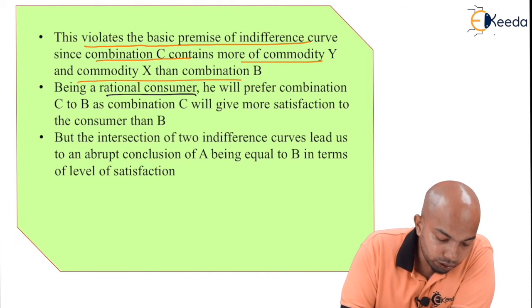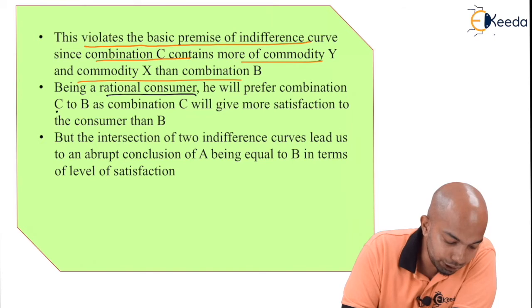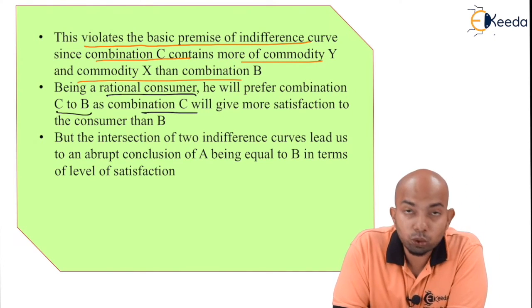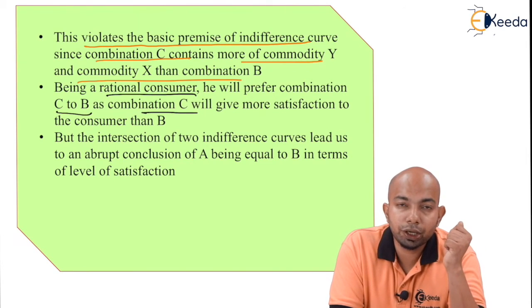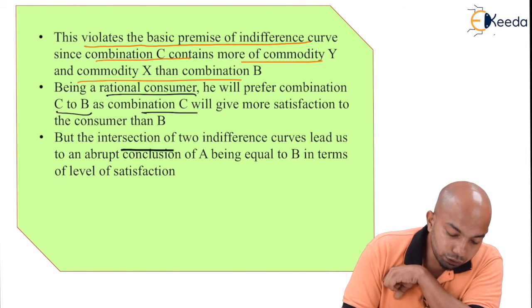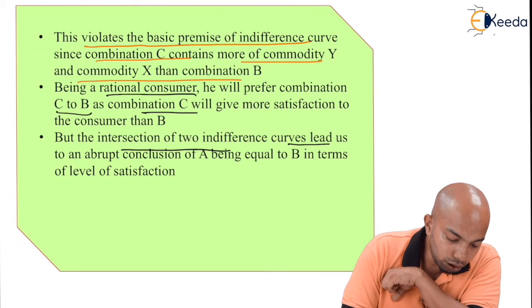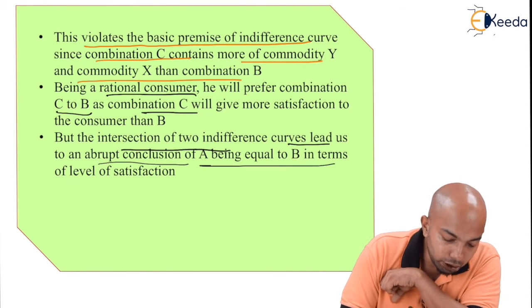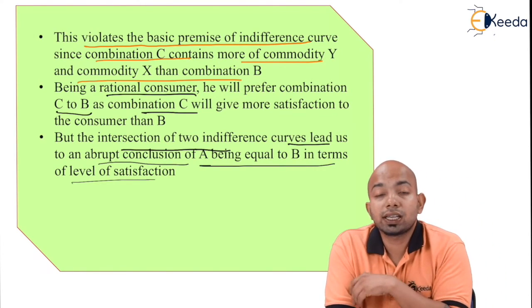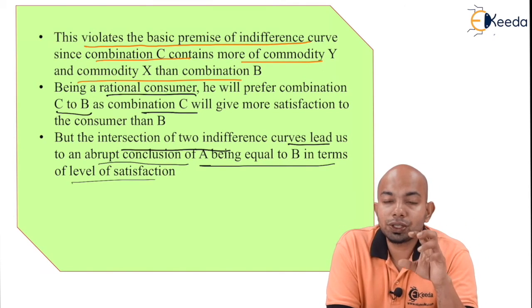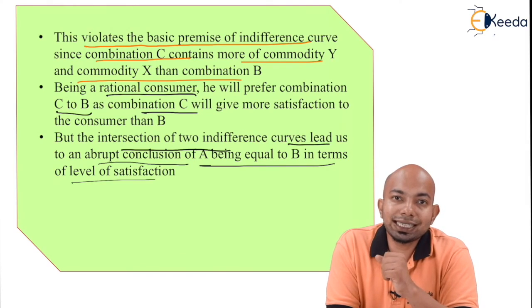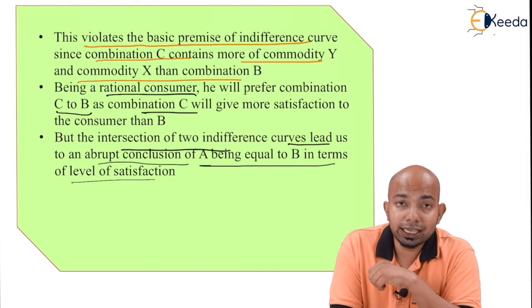Being a rational consumer, he will prefer combination C to B, as C will give more satisfaction. B is lower, C is higher, hence he will take the higher combination. But the intersection of two indifference curves leads us to the abrupt conclusion of A being equal to B in terms of satisfaction. That A is a common point which is equivalent to B and also to C.